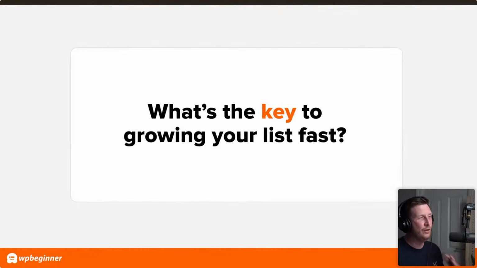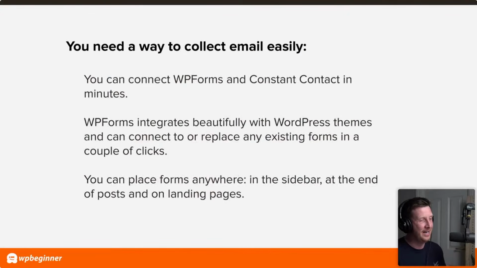So what's the key to growing your list fast? Well, you need a way to collect email easily. For this, the next product we're going to look at is WPForms, because you can connect WPForms and Constant Contact in minutes. I'm going to show you how to do it really quickly. The reason that I'd use WPForms over the built-in Constant Contact form is because WPForms integrates really well with WordPress themes, and it can connect to or replace any existing forms you have on your site in a couple of clicks.